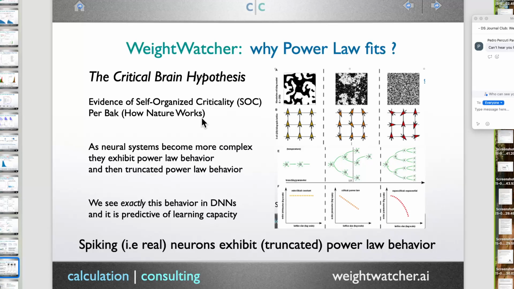He discovered all this stuff, and the field kind of died away because he passed away very early. But what we find is that as neural systems become more complex, they exhibit power law and then truncated power law structure. And we see the exact same behavior in neural networks. As we start looking at the weight matrices of neural networks, you see power law behavior in the correlation structure, and you can even see truncated power law behavior. So the truncated power, I haven't talked about that, but we see the truncated power law behavior as well.